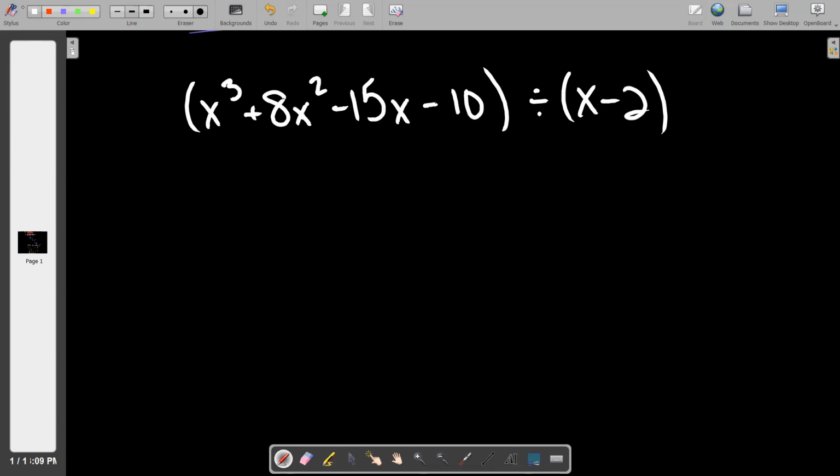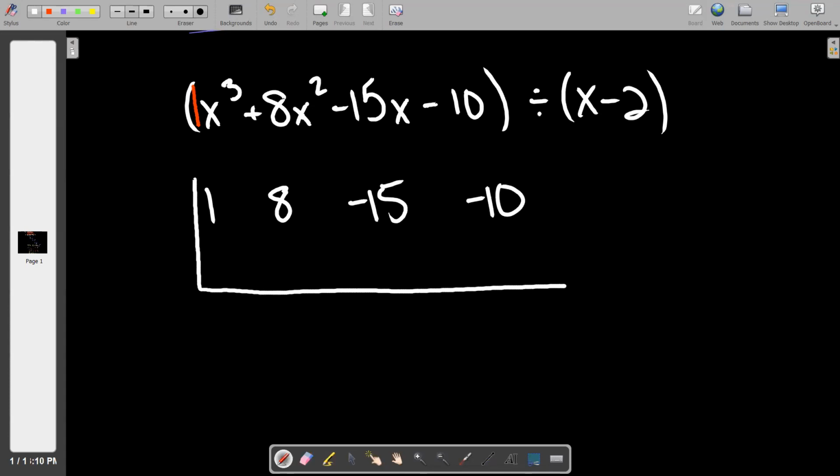So here come the numbers that I'm going to stack across. I'm going to put 1. What comes after 1? What comes after 8? Negative 15. What comes after that? Negative 10. And in case you're wondering, where did the 1 come from? It came from right in front of x to the third. It was there. And then we're going to draw our upside down division sign like this. Upside down house. And out front we put the opposite of what's the divisor.